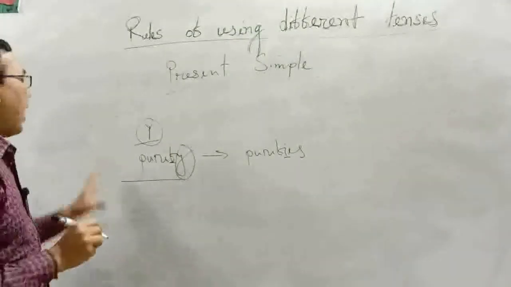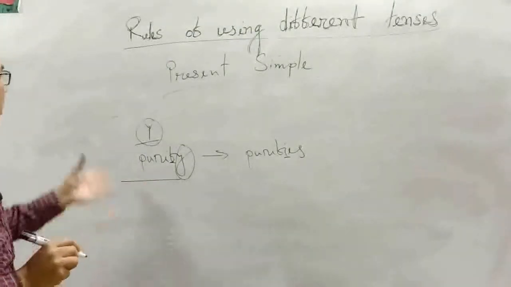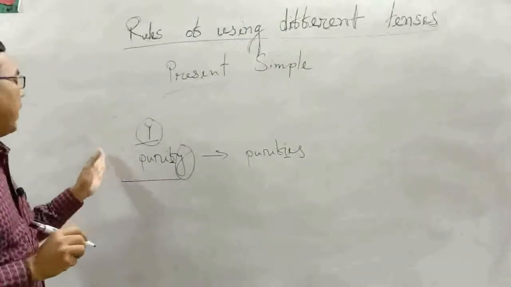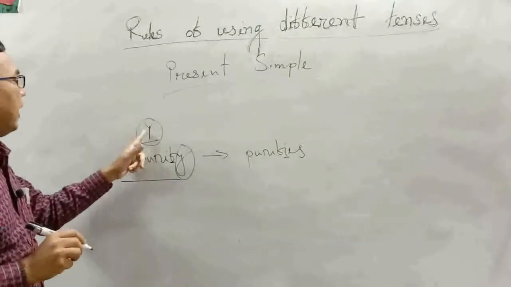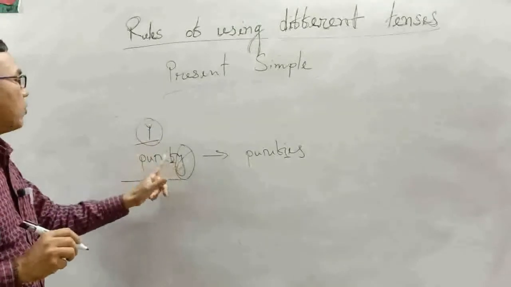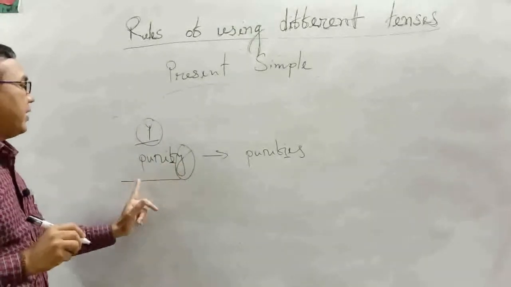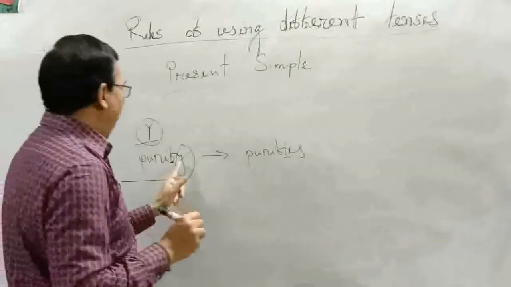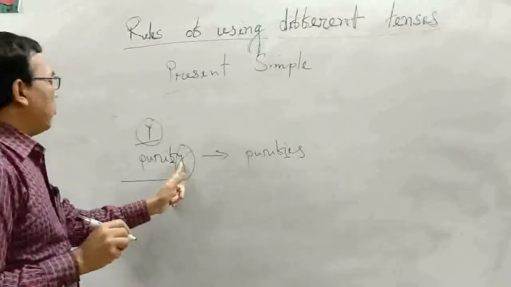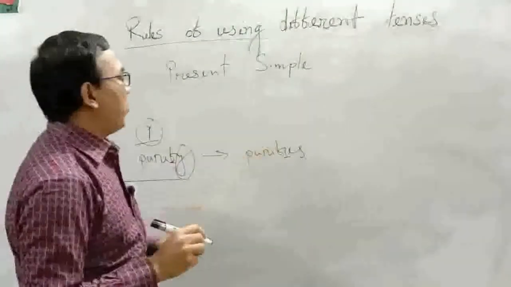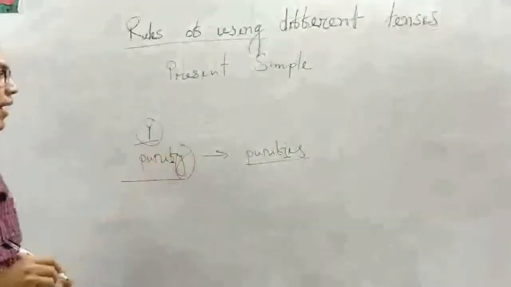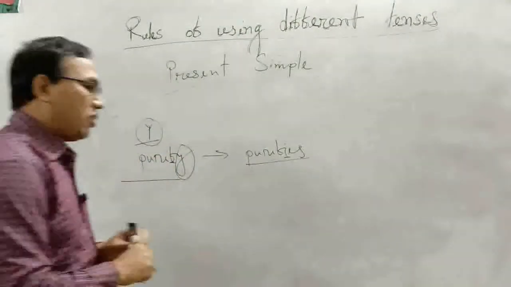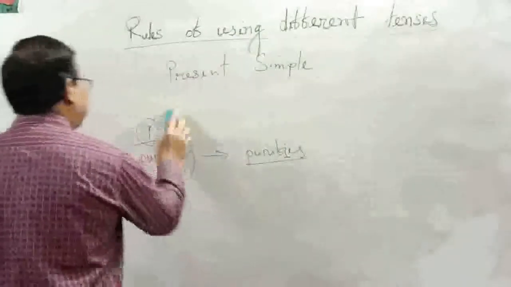In the same way, I am repeating the rule again. If a verb ends in y and if the last letter y follows a consonant, in that case i will be used in place of y and es will be added to the verb, like this. In the same way, identifies, beautifies, these are the examples.